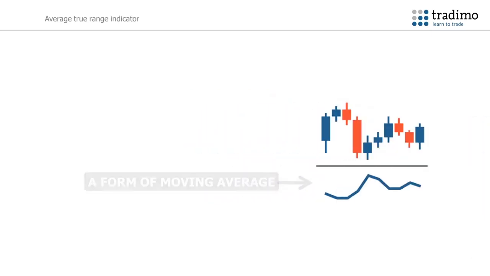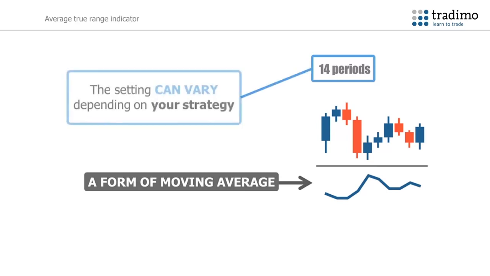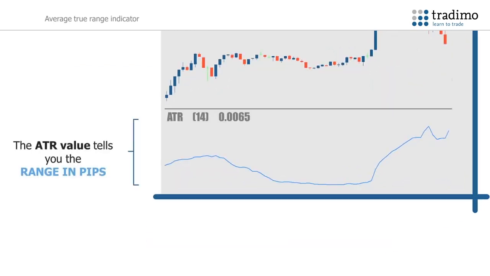It is represented as a form of moving average, normally calculated over 14 historic periods. The setting can vary, however, depending on your own personal strategy. The ATR value tells you the range in pips that the price has moved over the given time frame.